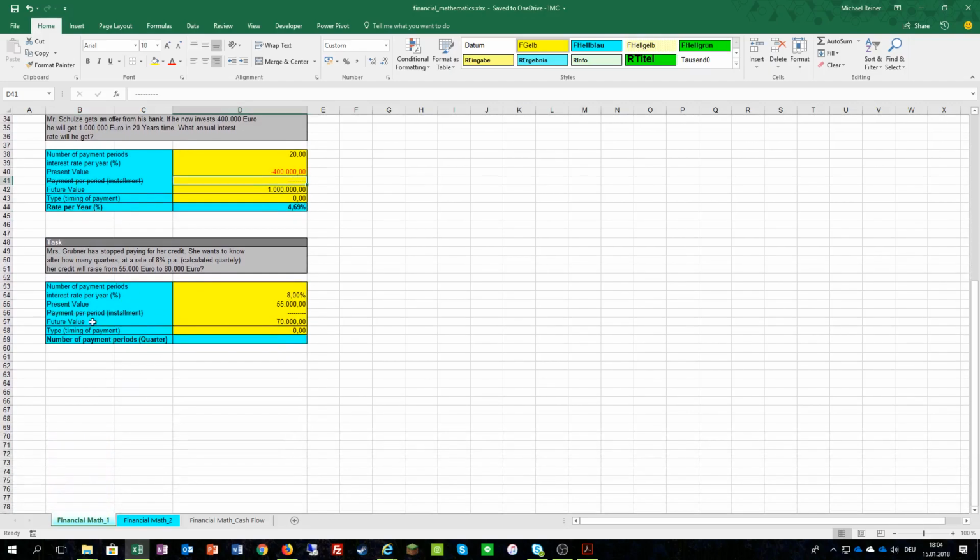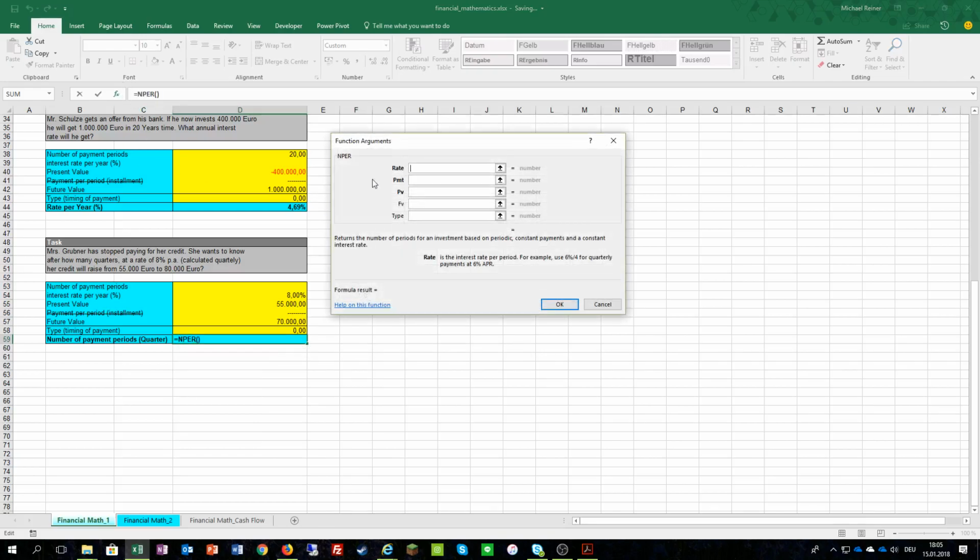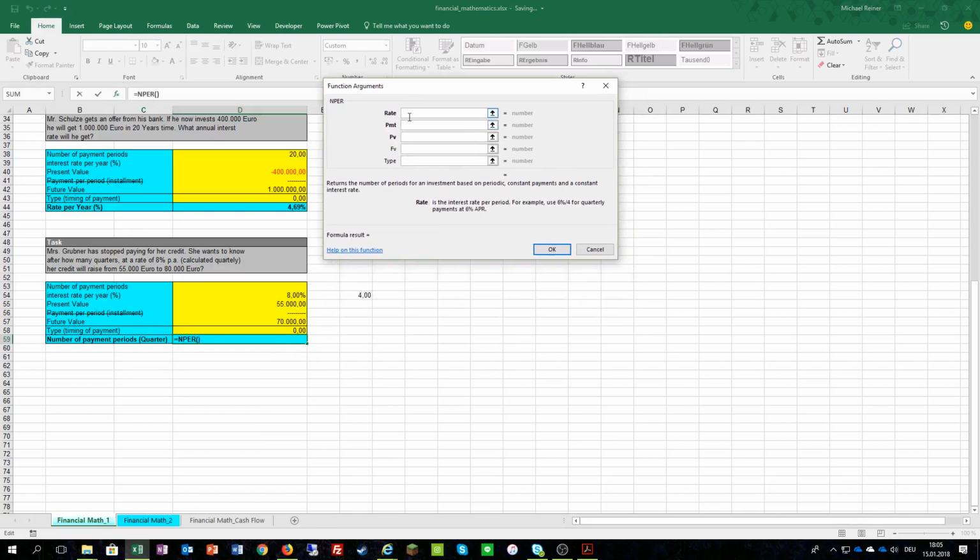The same applies for the task down here. The question is that we need to make sure that these are calculated quarterly. That means we need to add a number 4 somewhere. If we are now calculating the number of payments, we deal with the typical rate, which is 8% annually, but due to the fact that we use it quarterly, we divide it by 4.